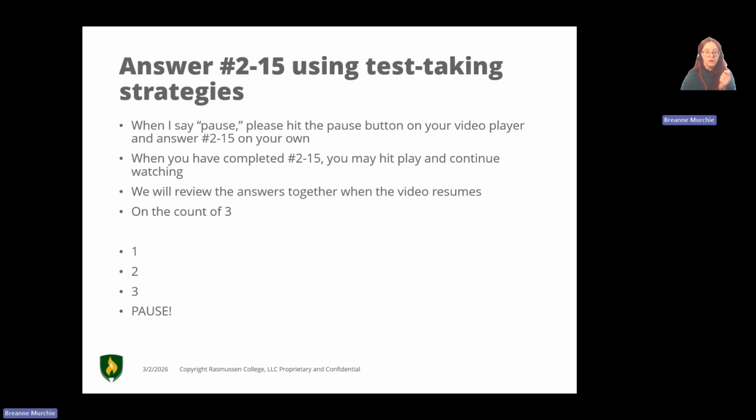Okay, now I want this to be continued on your end. So please answer numbers 2 through 15 of the ENT anatomy and physiology section using these test taking strategies. So when I say pause, please hit the pause button on your video player and answer numbers 2 through 15 on your own. When you have completed that section, please hit play and we will answer the questions together. Okay, on the count of 3, 1, 2, 3, pause.